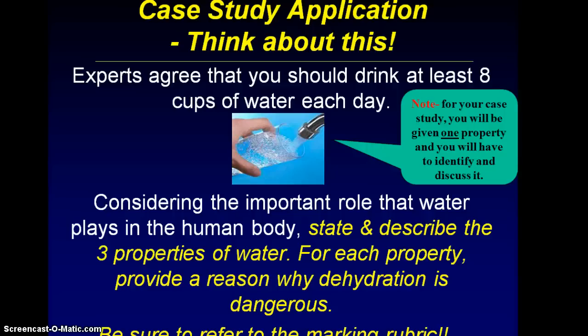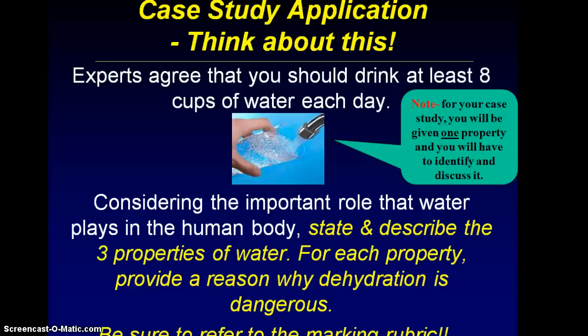In your case study this week, you'll be given one property. We'll basically describe the property, and you need to identify which property that is. You'll have a multiple choice question where you decide which property is being described, and then for the property that you've chosen, you're going to go into more detail and explain how this property helps our body with maintaining homeostasis.